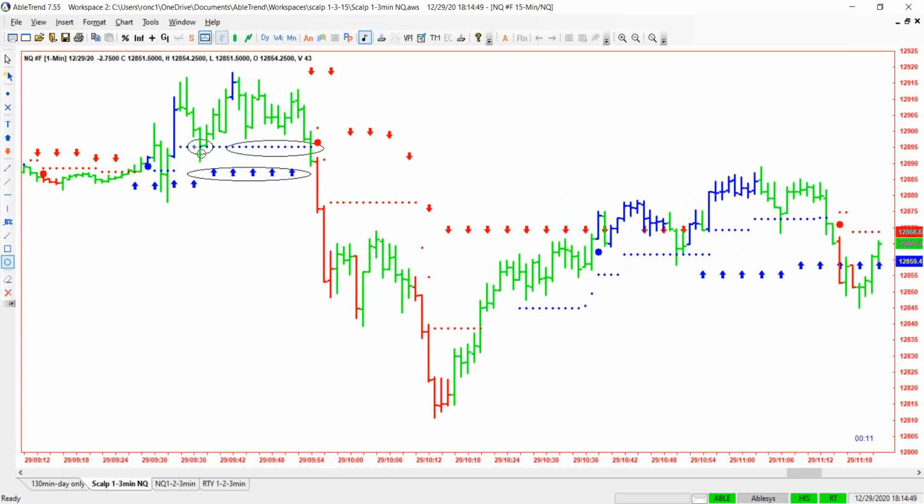But here, closes, hits the blue dot. Stop goes 2 points under the blue dot, but we have to wait for it to close. So long as it finishes above the blue dot, 1 minute later, it goes up 5 points. It's a $100 bill every time you get 5 points for each one contract that you trade. Trade 2 contracts, it's 200.